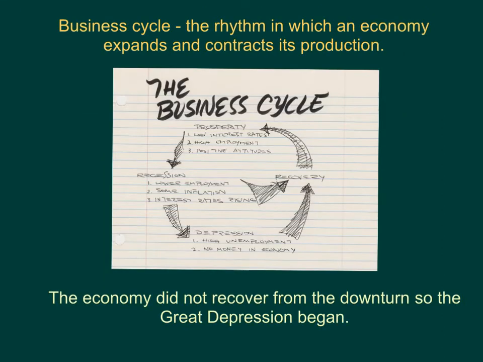And we're going to try to explain some of the reasons why there was this thing called a Great Depression. That's mainly because of a business cycle. The business cycle is the rhythm in which an economy expands and contracts its production.